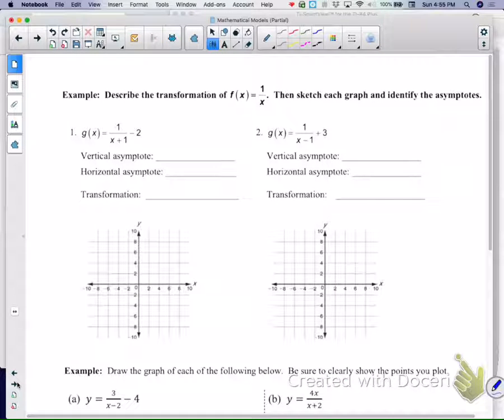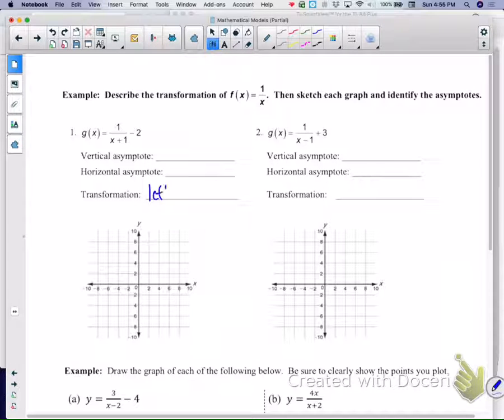Okay, so this we're going to do without a graphing calculator, at least here for a minute. For the first graph, my vertical asymptote is essentially what makes the bottom equal to 0. The vertical asymptote is the one that goes up and down, so it's affected by shifting left and right. Let's do the transformations first.